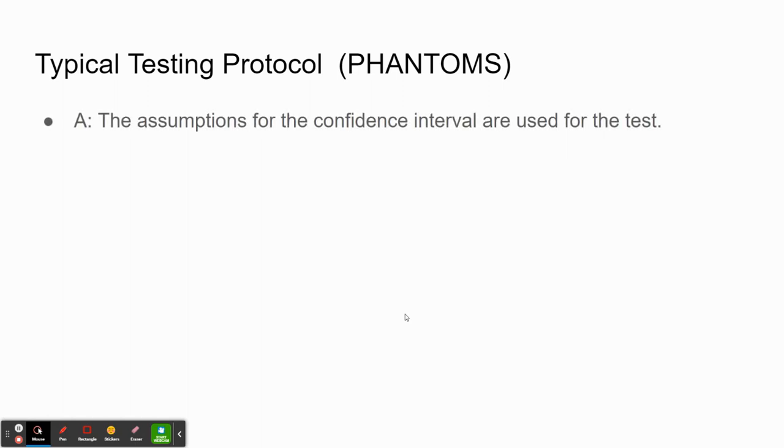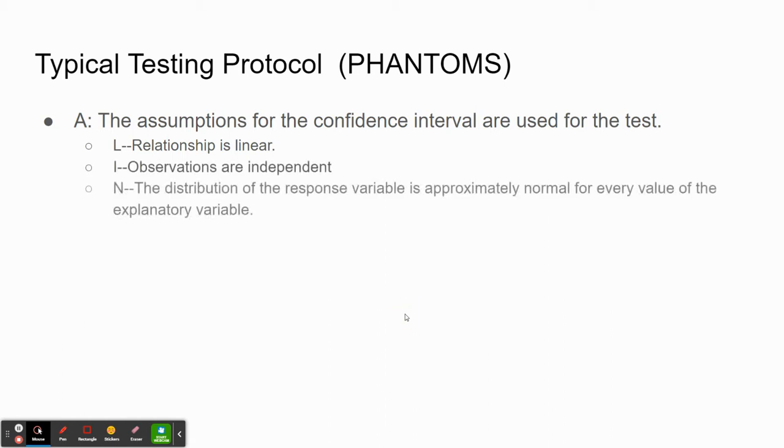So the assumptions for the confidence intervals are going to get used again for these tests. So L means the relationship has to be linear. Independence: observations have to be independent, just like always. The distribution of the response variable has to be approximately normal for every value of the explanatory variable. So there's that picture in the book with that regression line sitting there, and then those nice normal curves that are kind of raised up out of the book. I can always see that picture in my head.